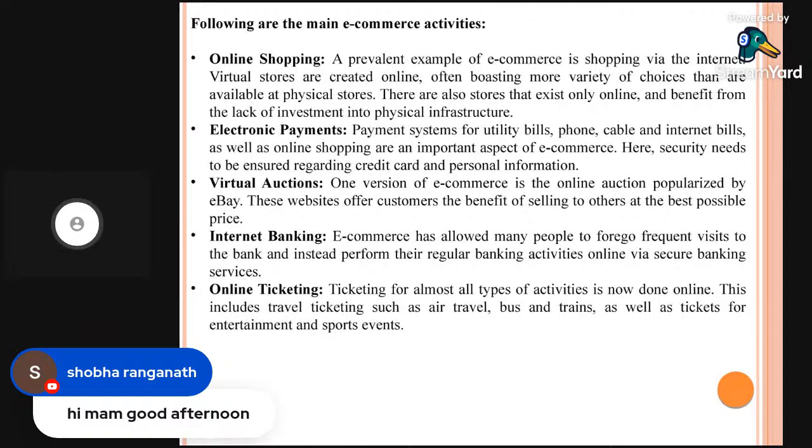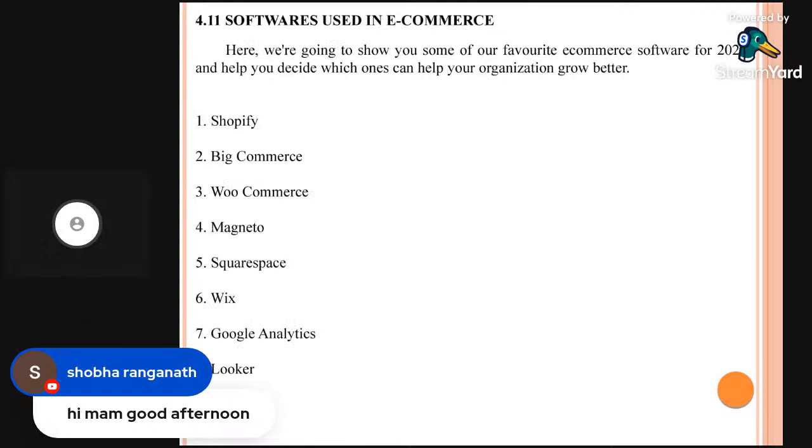So there are different softwares which are used in e-commerce. The majorly used softwares under e-commerce include Shopify, BigCommerce, WooCommerce, Magento, Squarespace, Wix, Google Analytics, and Looker. Now let us understand how each of these softwares helps e-commerce. Shopify, as the term indicates, a shop, is a widely recognized e-commerce platform due to its comprehensive tool bundling and usability. It is very easy to use.